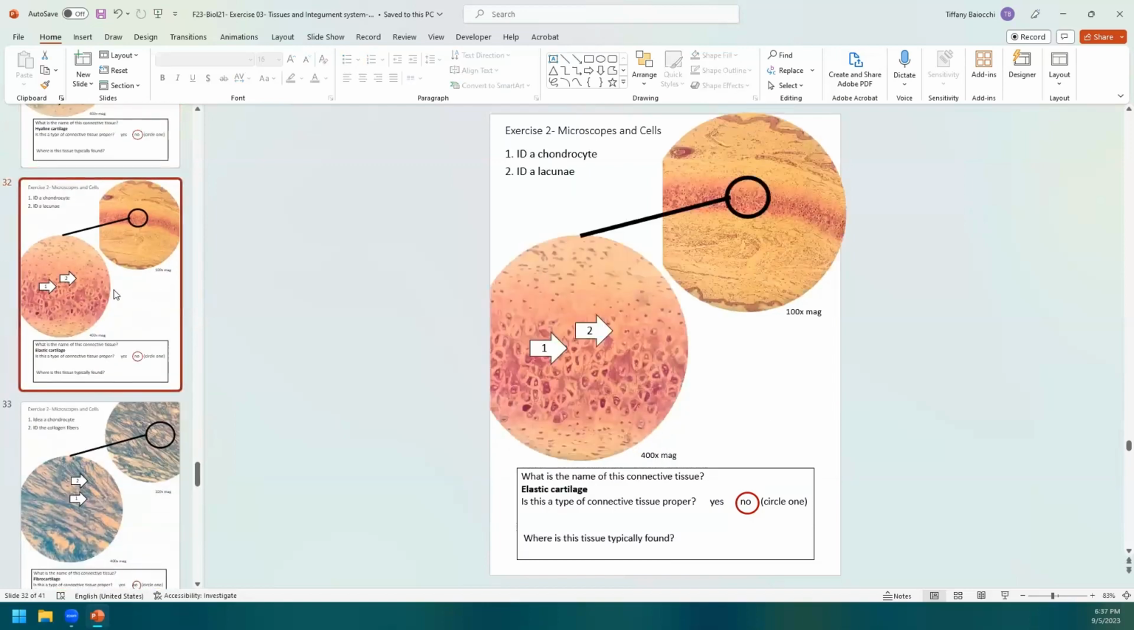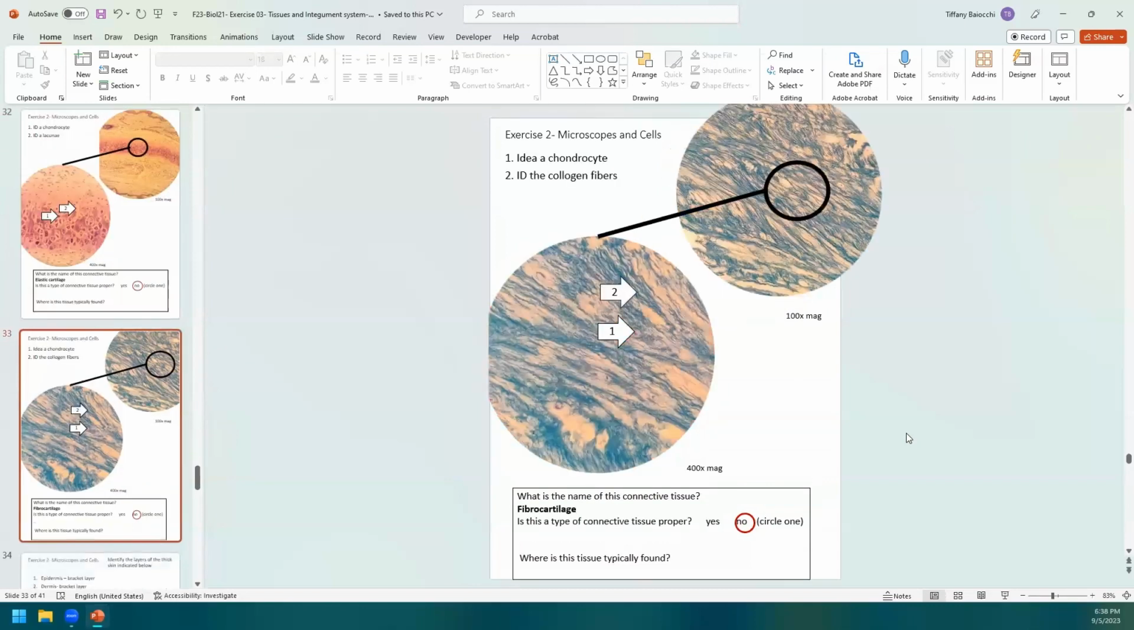Next type of cartilage is elastic cartilage. So again, I've asked you to identify a chondrocyte, so one of these dark dots in the middle of the lacunae, and then to identify the lacunae to the best of your ability. And so I just pointed out that empty space right in there. This is elastic cartilage, and again, it is not a type of connective tissue proper, even though it is a type of connective tissue. Where is this typically found? So the elastic cartilage is found in your nose and your earlobes. Yeah, that would be 2 really good examples of where to find those.